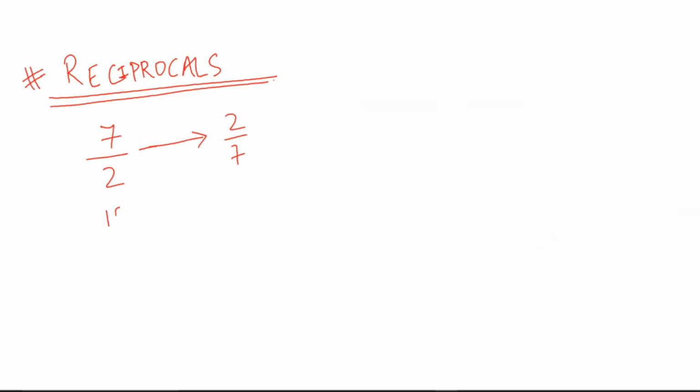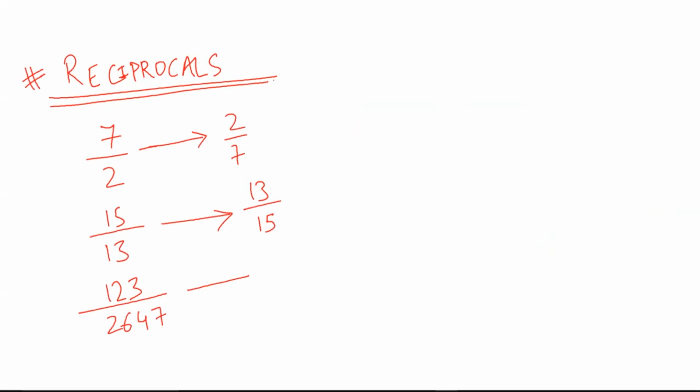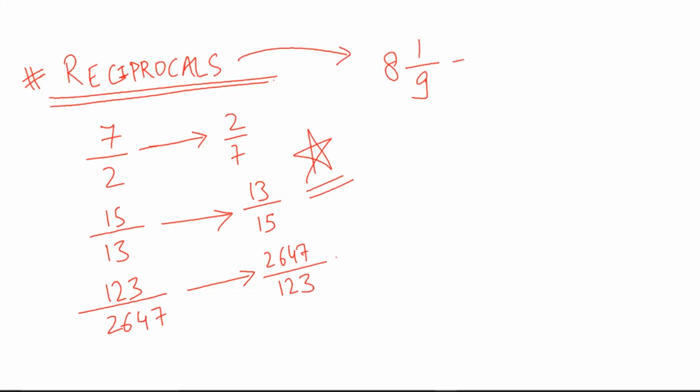If I have 15 by 13, what would be the reciprocal? 13 by 15. Perfect. If I have 123 by 1647, what would be the reciprocal? 1647 by 123. Perfect. Very nice. Shabash. Okay. Now, if I want to find the reciprocal of 8 1 by 9, what should I do? First, we have to convert it to improper and then we have to find. Perfect. Very nice.